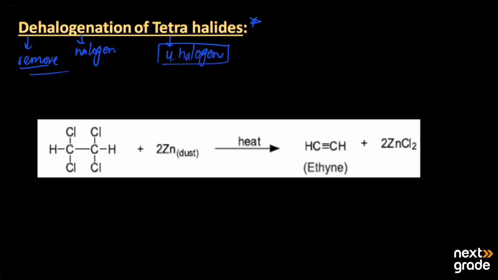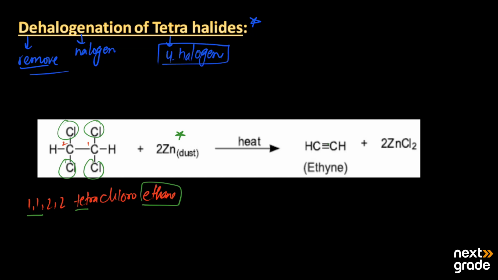Here we have a compound with two carbon atoms and four chlorine atoms. So its name will be 1,1,2,2-tetrachloroethane. Here 1,1,2,2 denotes the positions of the chlorine atoms, tetra means there are four chlorine atoms present, and ethane means there are two carbon atoms. When any tetrahalide reacts with zinc dust, there is elimination of the halogen atoms from the carbon chain and we gain the product known as ethyne, along with the production of zinc chloride. So this is the simple method by which we can easily prepare the required product.